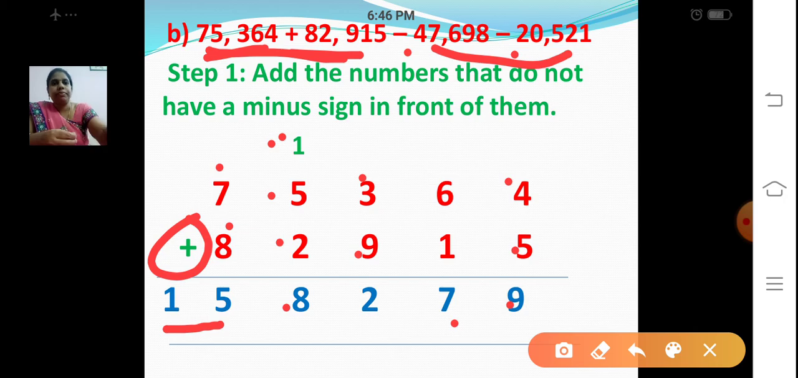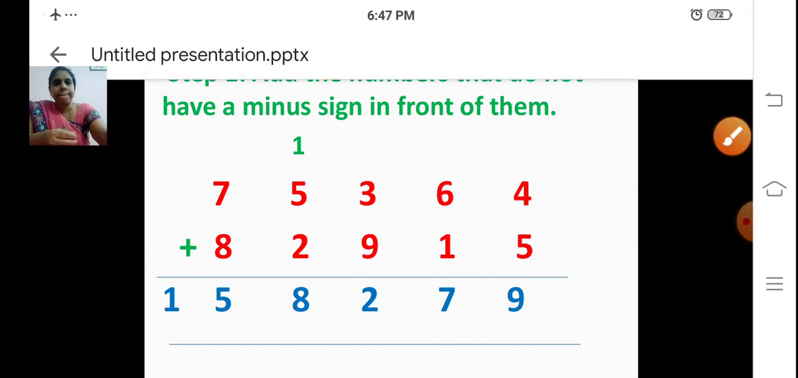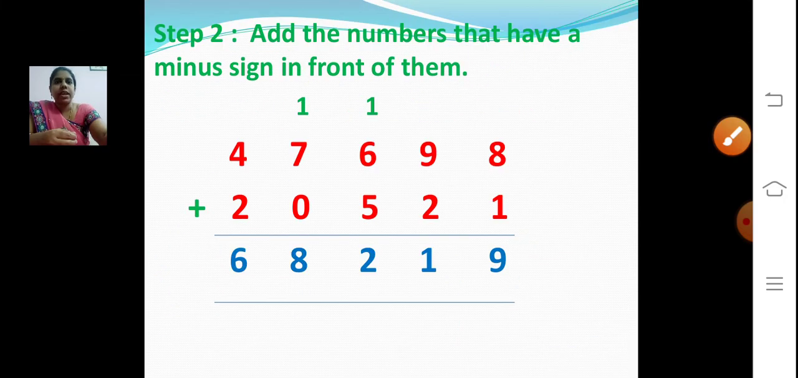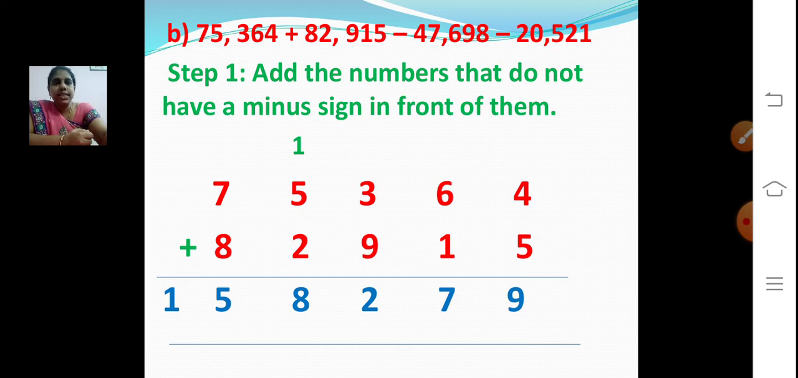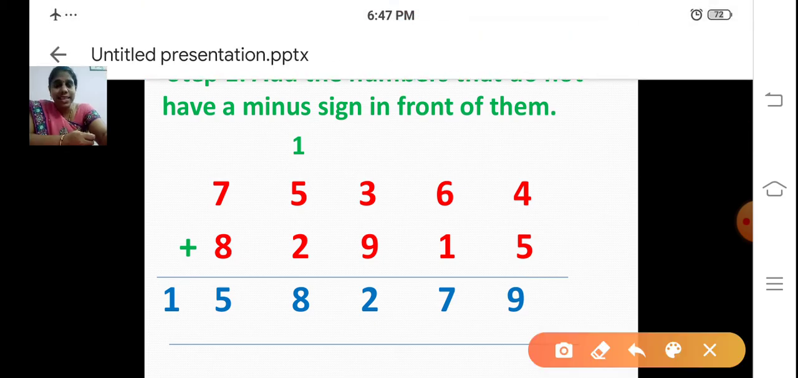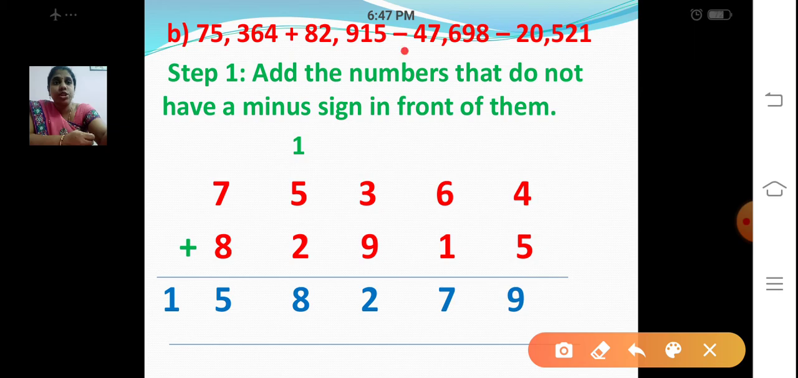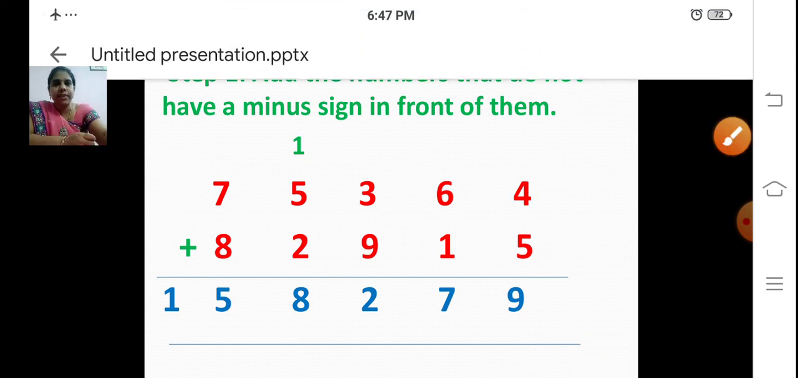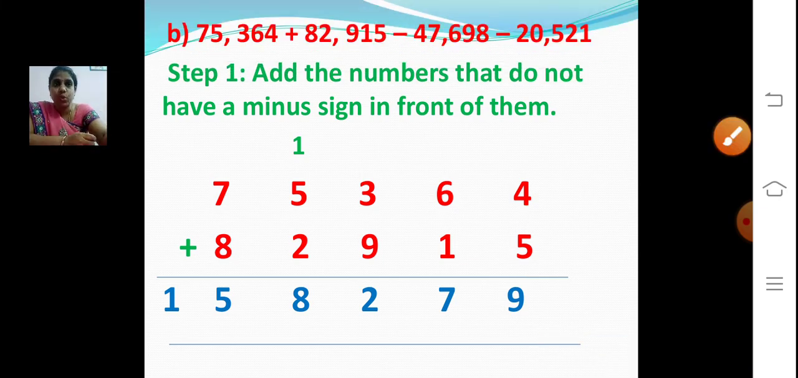So second step: add the numbers that have a minus sign in front of them. So now we have two minus signs, right? That we are going to add. See this? See this? We are going to add these numbers. Don't forget, this one is minus and this one is also minus. These two we are going to add now. That is the second step.